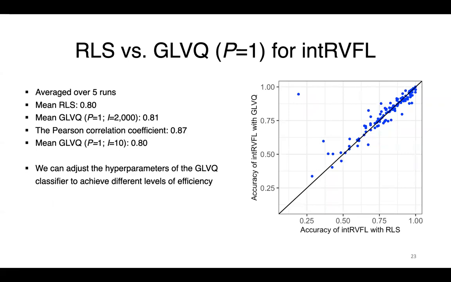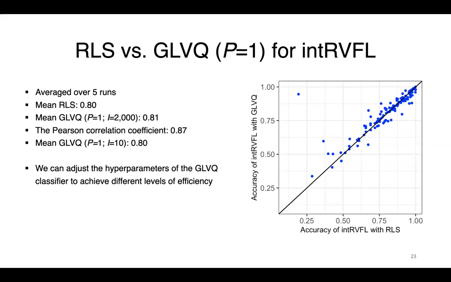So in this experiment, we trained the RLS and GLVQ classifiers on the activations of intRVFL. And so this experiment really introduces the performance of GLVQ-RVFL. The point of this experiment, more specifically, was to evaluate how well GLVQ could distinguish classes in a sort of resource-constrained environment. So GLVQ is once again restricted to only one prototype per class.